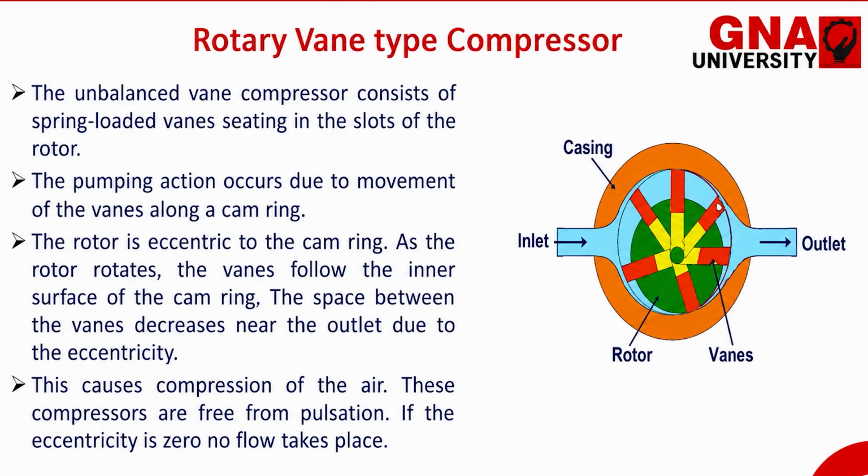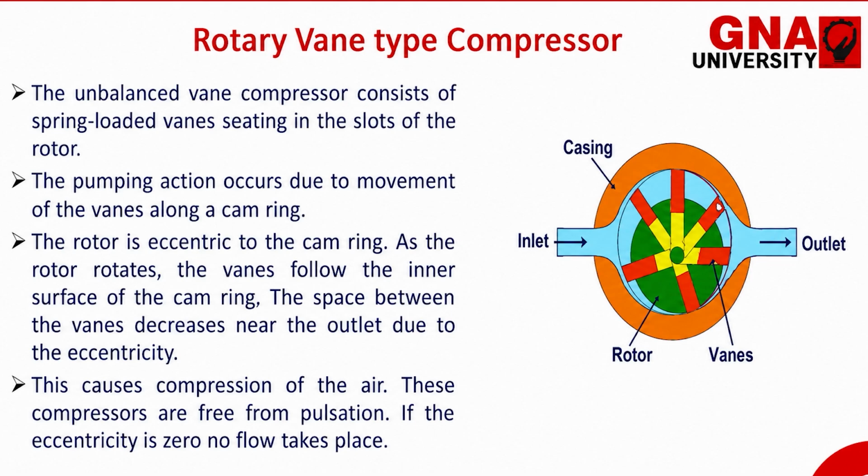So the unbalanced vane compressor consists of spring-loaded vanes sitting in the slots of the rotors. So we have the rotor, and in this the vanes are spring-loaded. That means the vanes can move inside and outside depending upon their position on the rotor. The pumping action occurs due to the movement of the vanes along the camring. Okay, so the rotor is eccentric to the camring. As the rotor rotates, the vanes follow the inner surface of the camring. The space between the vanes increases near the outlet due to the eccentricity.